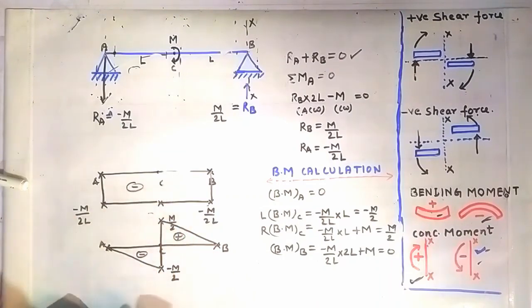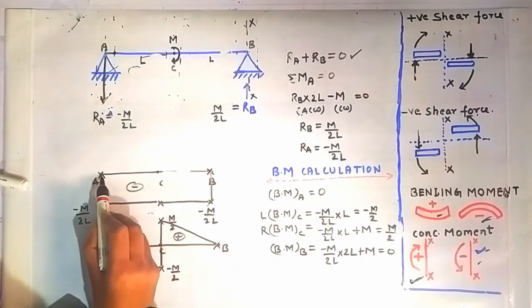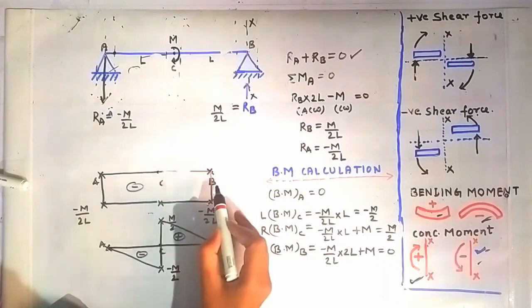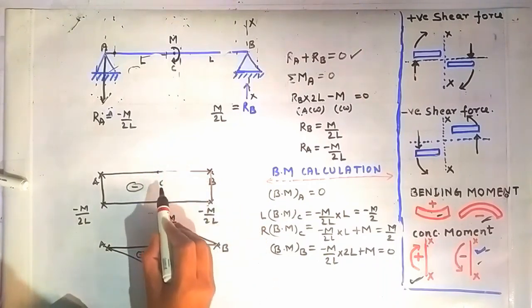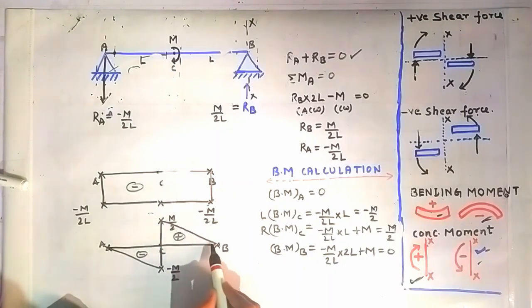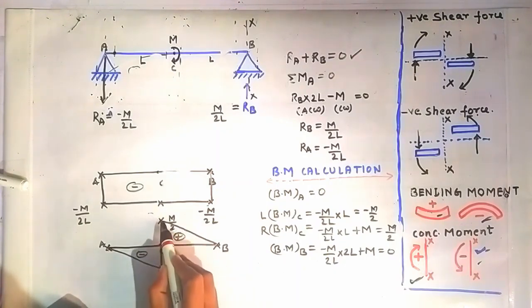Now friends, see this, between the point A and point C, the shear force diagram is a horizontal line. That's why the bending moment diagram is an inclined line. And between the point C and point B, the shear force diagram is a horizontal line. That's why the bending moment diagram is an inclined line between the points C and B.